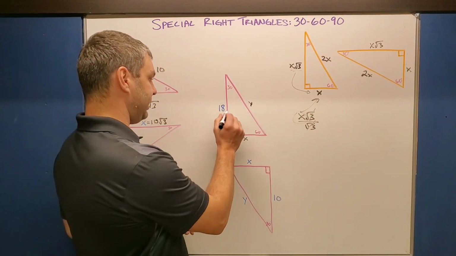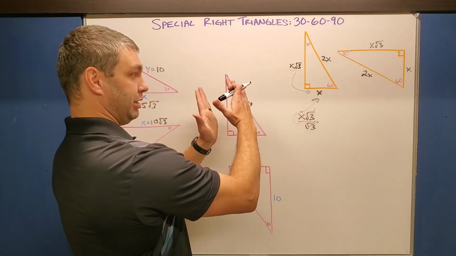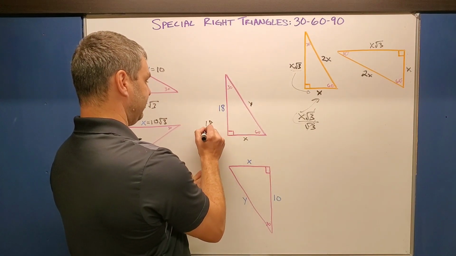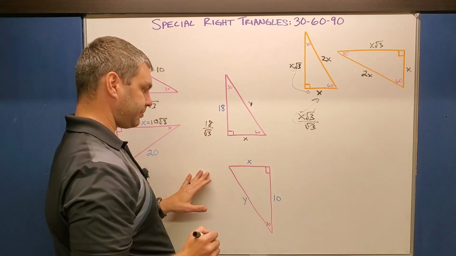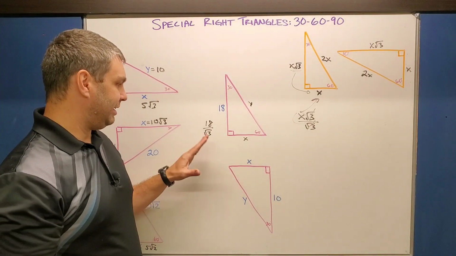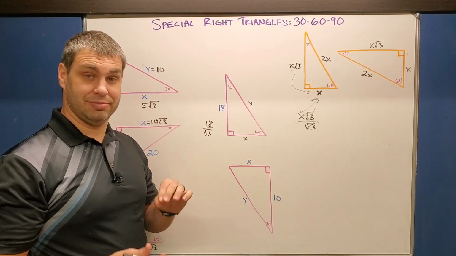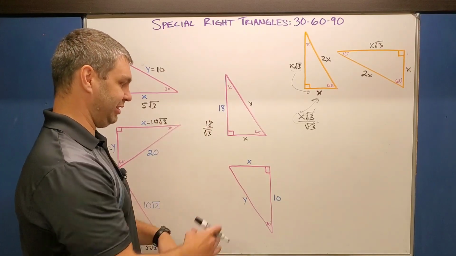If I have this 18, of course, those two are kind of matched up the same, right? They look the exact same orientation. So I'm going to take that 18 and divide it by the square root of 3. I talked about this in the 45, 45, 90 video, and that is some teachers let you leave it like that. If that's your teacher, you're done. All right, you can just move on to the next problem.